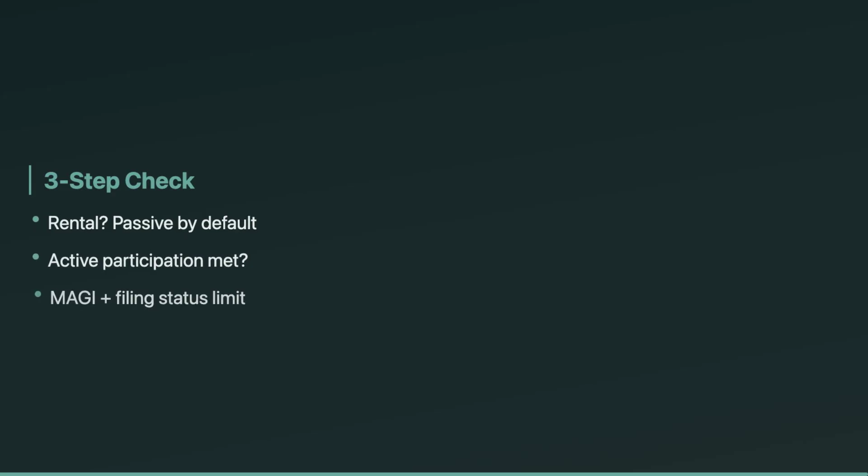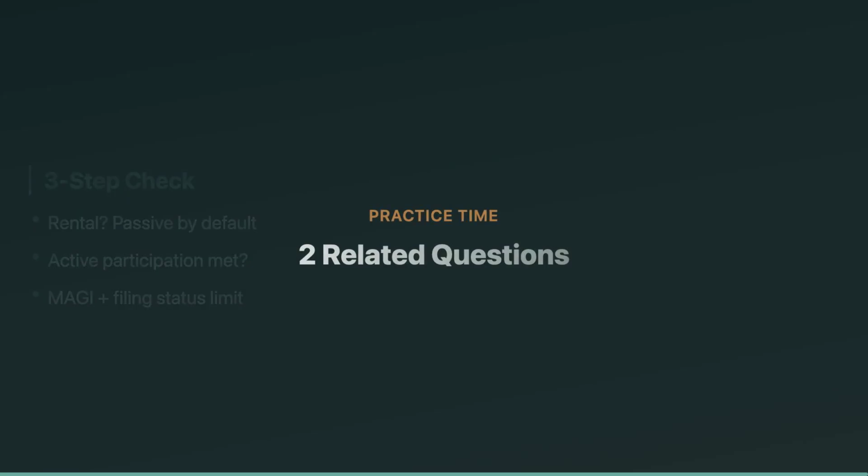Quick exam mindset. Always ask 3 questions in order. First, is it a rental activity? If yes, it's passive by default. Second, did the taxpayer actively participate, 10% ownership plus real management decisions? Third, what's the filing status and MAGI? Do we get the $25,000 allowance, the $12,500 MFS version, or zero? That sequence prevents most wrong answers.